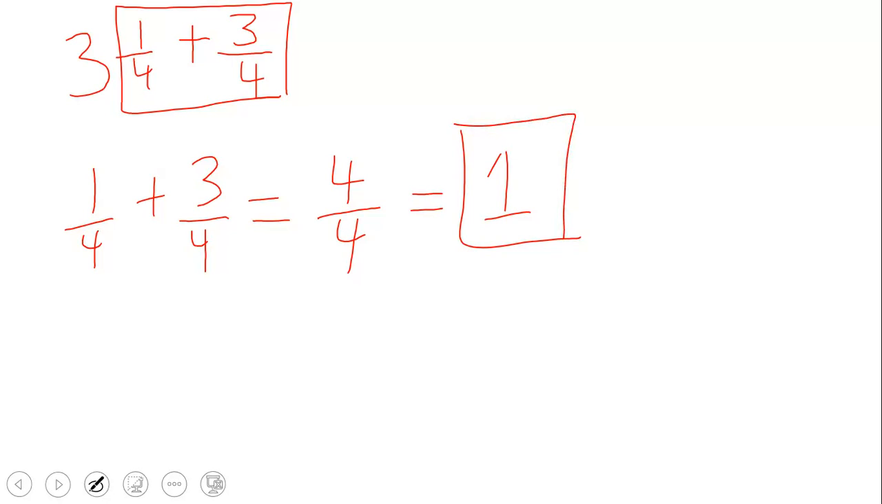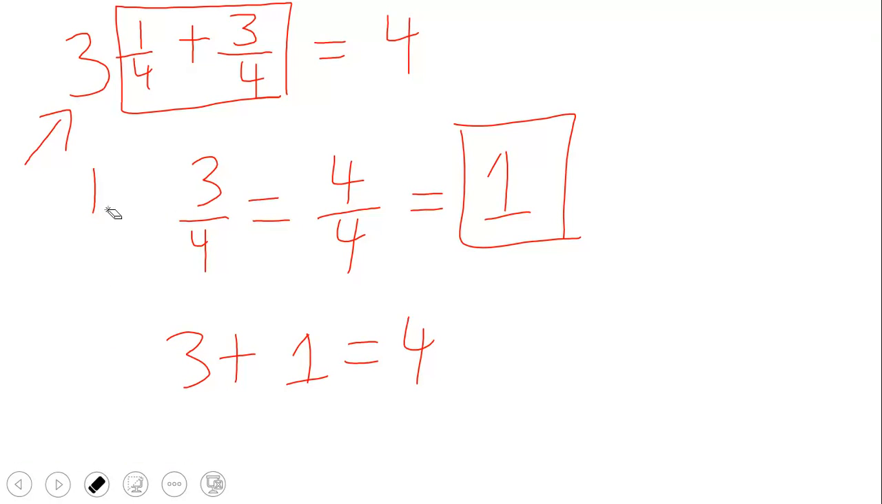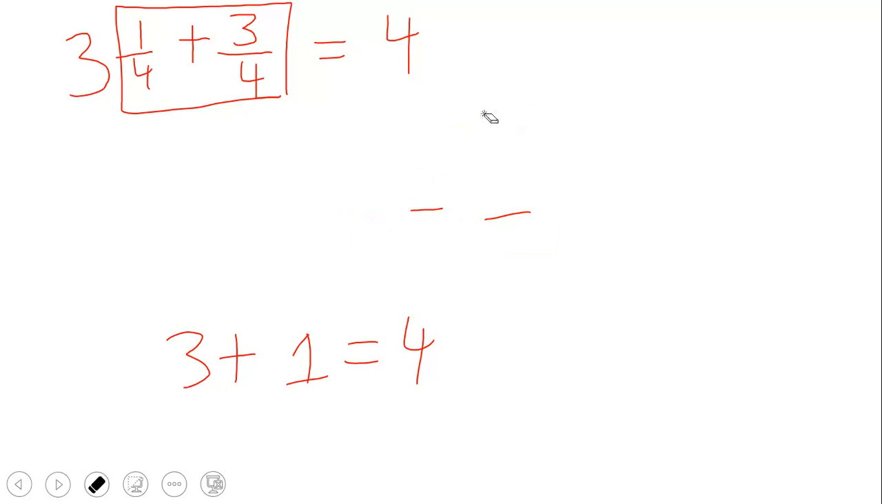But don't forget, we have 3 that we have to take into consideration. So we say 3 plus 1, and that equals 4. So 3 and 1 over 4 plus 3 over 4 is indeed 4. Okay, that's one way to do it. There's also another way we could do it, which is in harmony with the way that we have been doing it throughout this video. That is by converting 3 and 1 over 4 into an improper fraction.